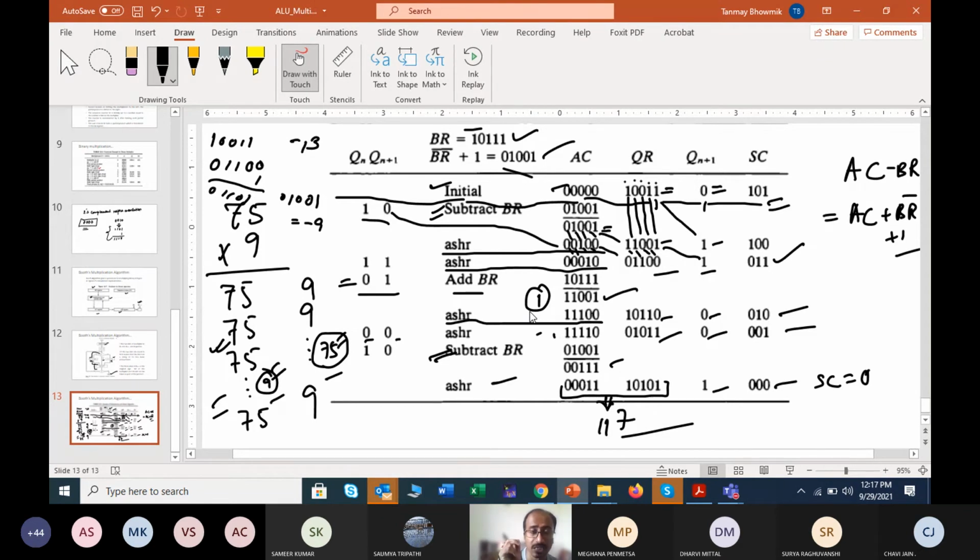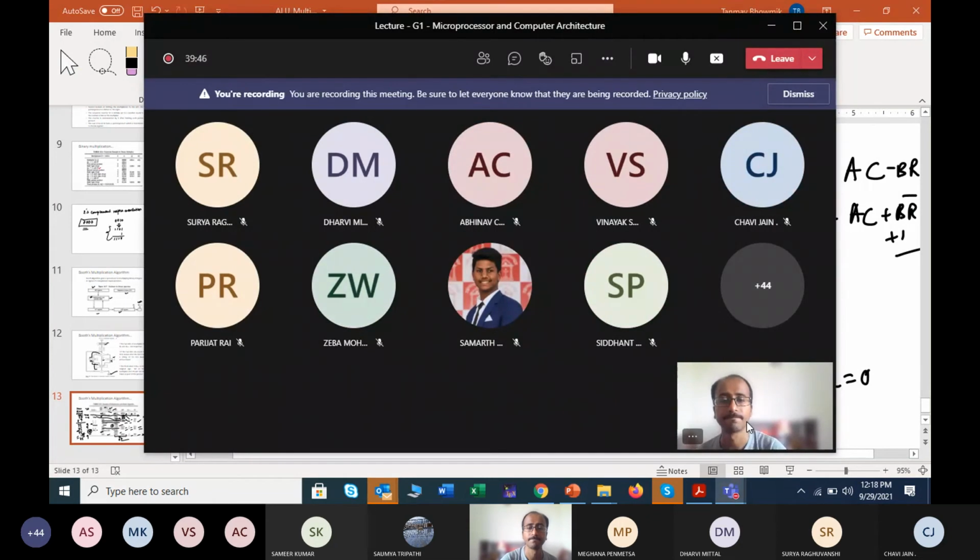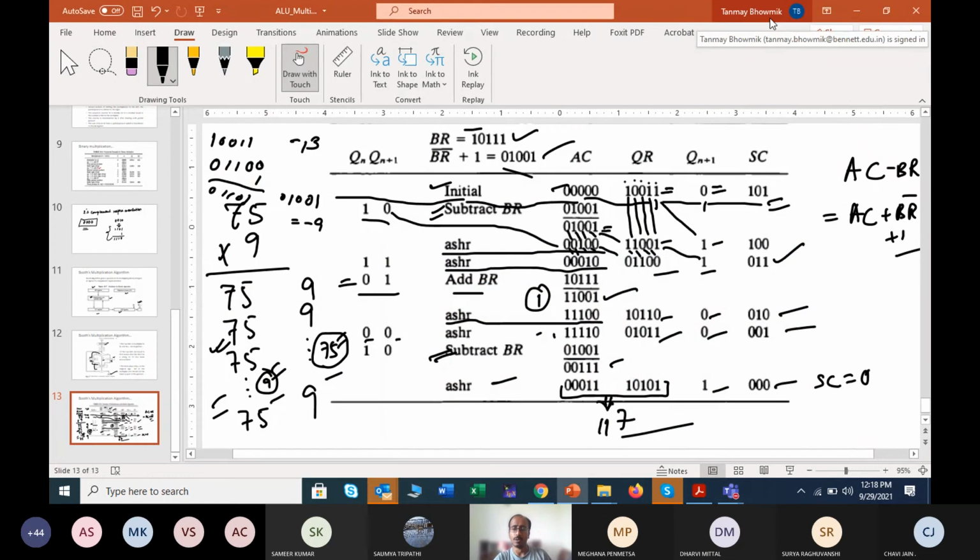So Booth's algorithm example was this only. Now you can think that if anything more is need to repeat, or any step is not clear, or any step function you are not understanding properly, it's your time, you can ask. So any input or any comment on this Booth's algorithm part?